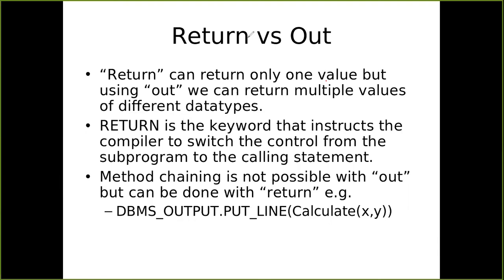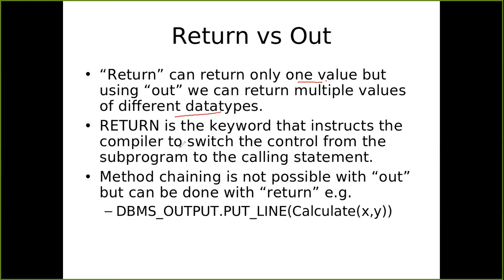So we are talking about return and out statements. We have two options to pass the values back to the calling program: either the return statement or the out statement. In both ways, there are some advantages and some disadvantages. Return can return only one value, but using out we can return multiple values, and those can also be of different data types. In case of return we can return one value of a single data type.